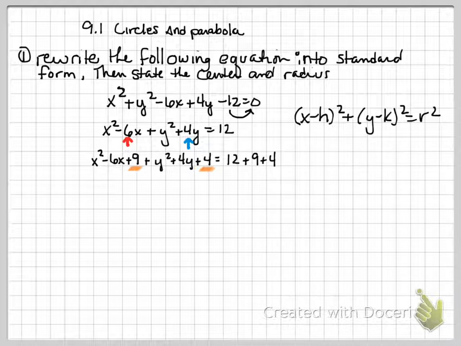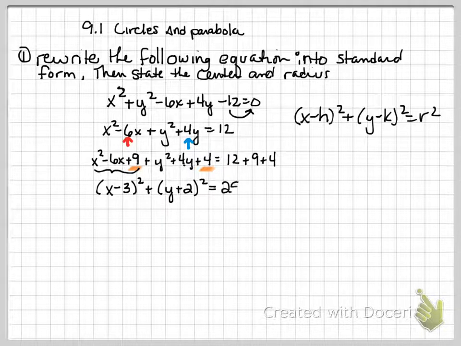Now we're almost done. So the x squared minus 6x plus 9 becomes x minus 3, and it's always going to be a single x because you have no coefficient in front of there. And it's that b divided by 2, so that's that negative 6 divided by 2, so 3. Quantity squared. Plus, now do the same over here. Y, again, take that middle term, divided by 2, and that was here. And then the 12 plus the 9 plus the 4 gives me 25.